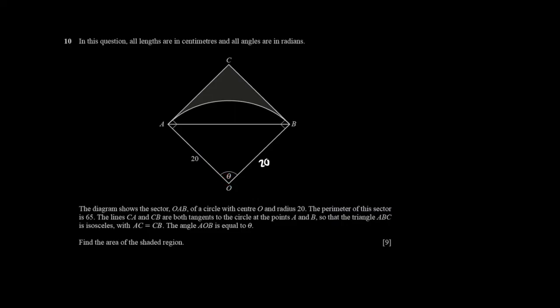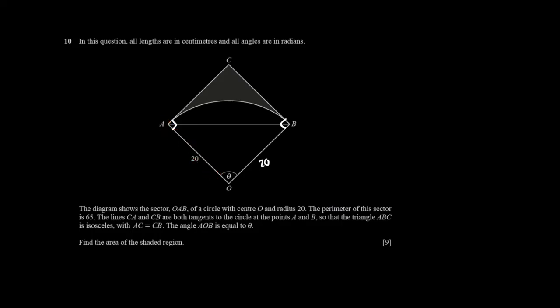Okay. The lines CA and CB are both tangents to the circle at the points A and B. So that line and that line. And if it's tangents to the circle, it means that it's going to make an angle of 90 degrees with the radius, which is also indicated on the diagram. I'll just highlight it there. Right. So if you're not sure, when it says tangent to the circle, it always means it's a right angle with the radial line. Okay.